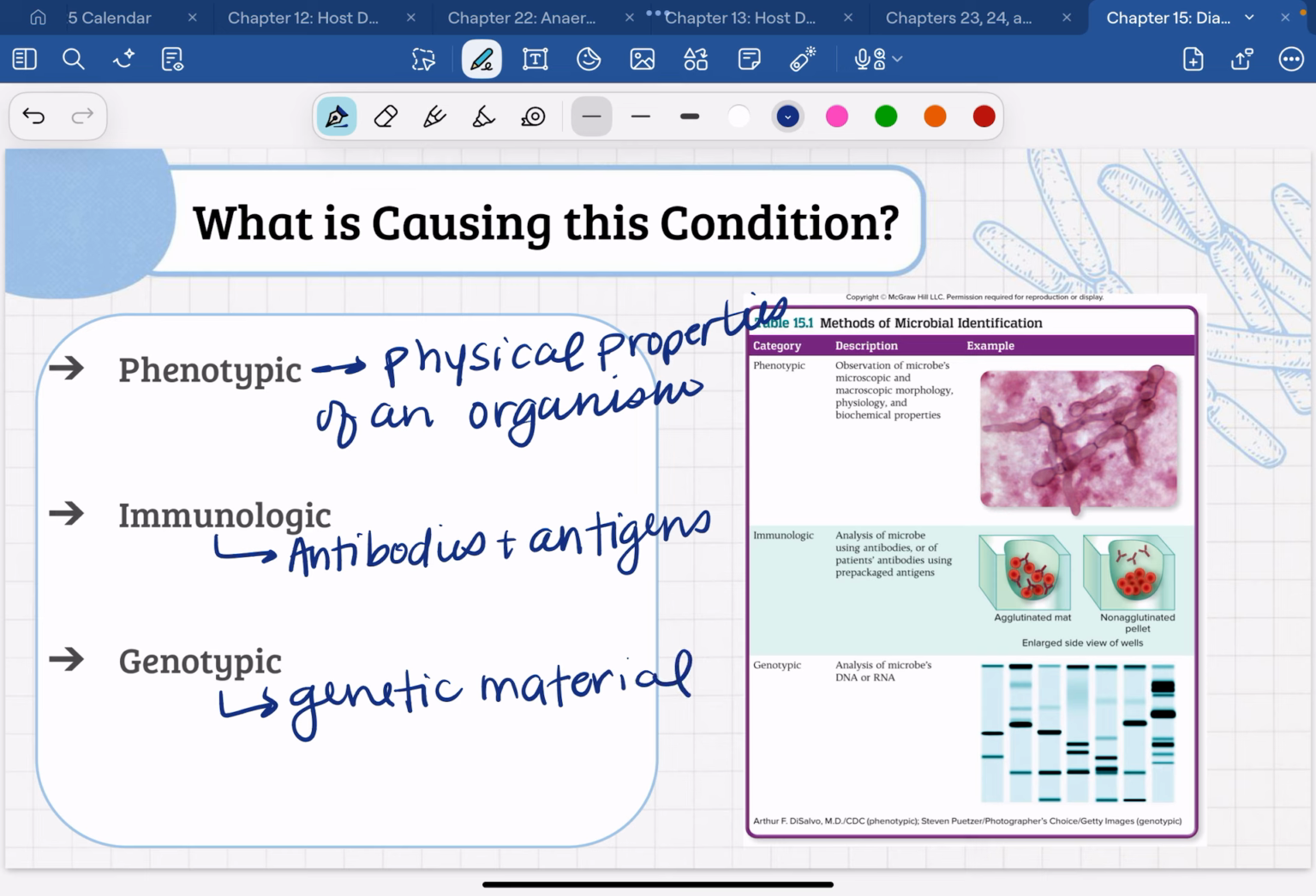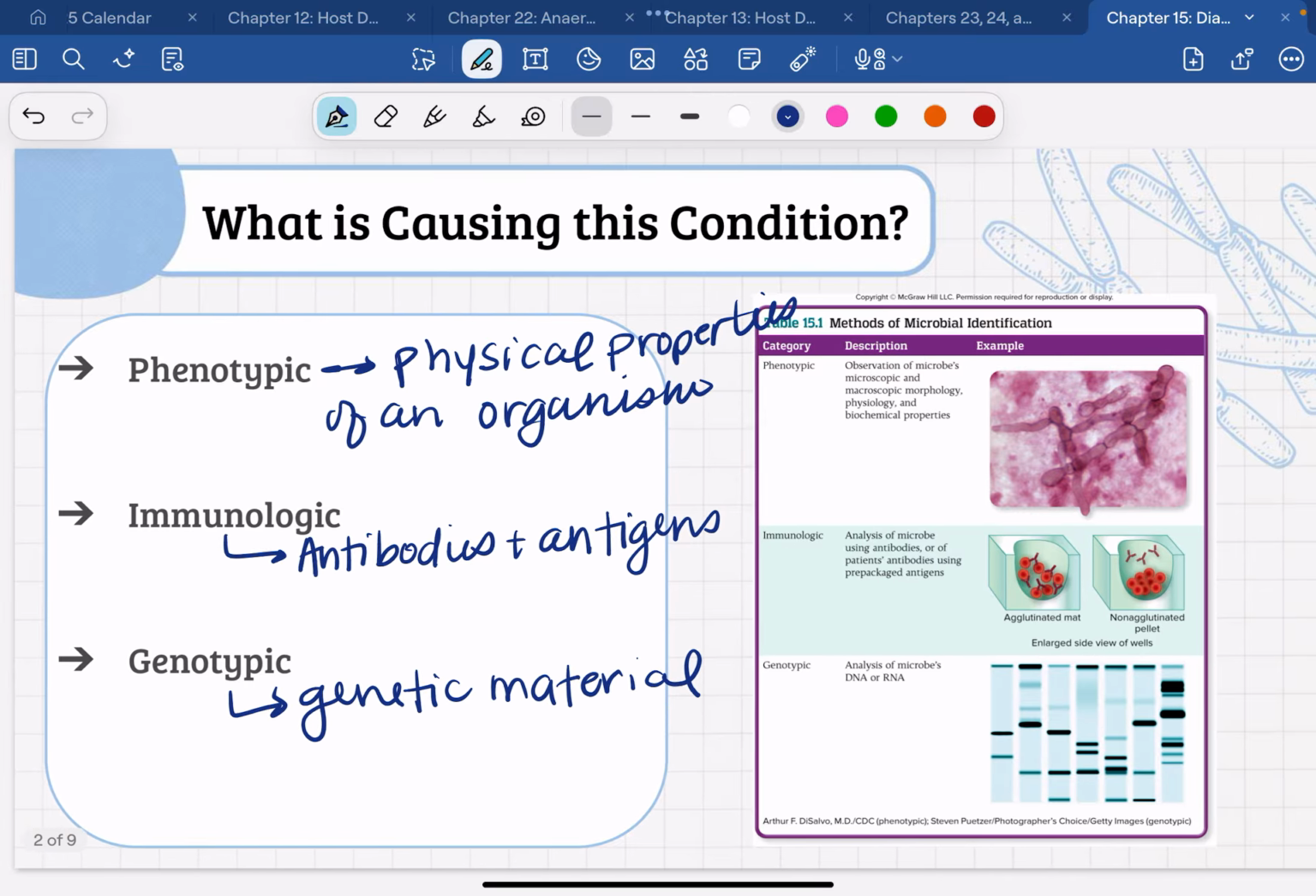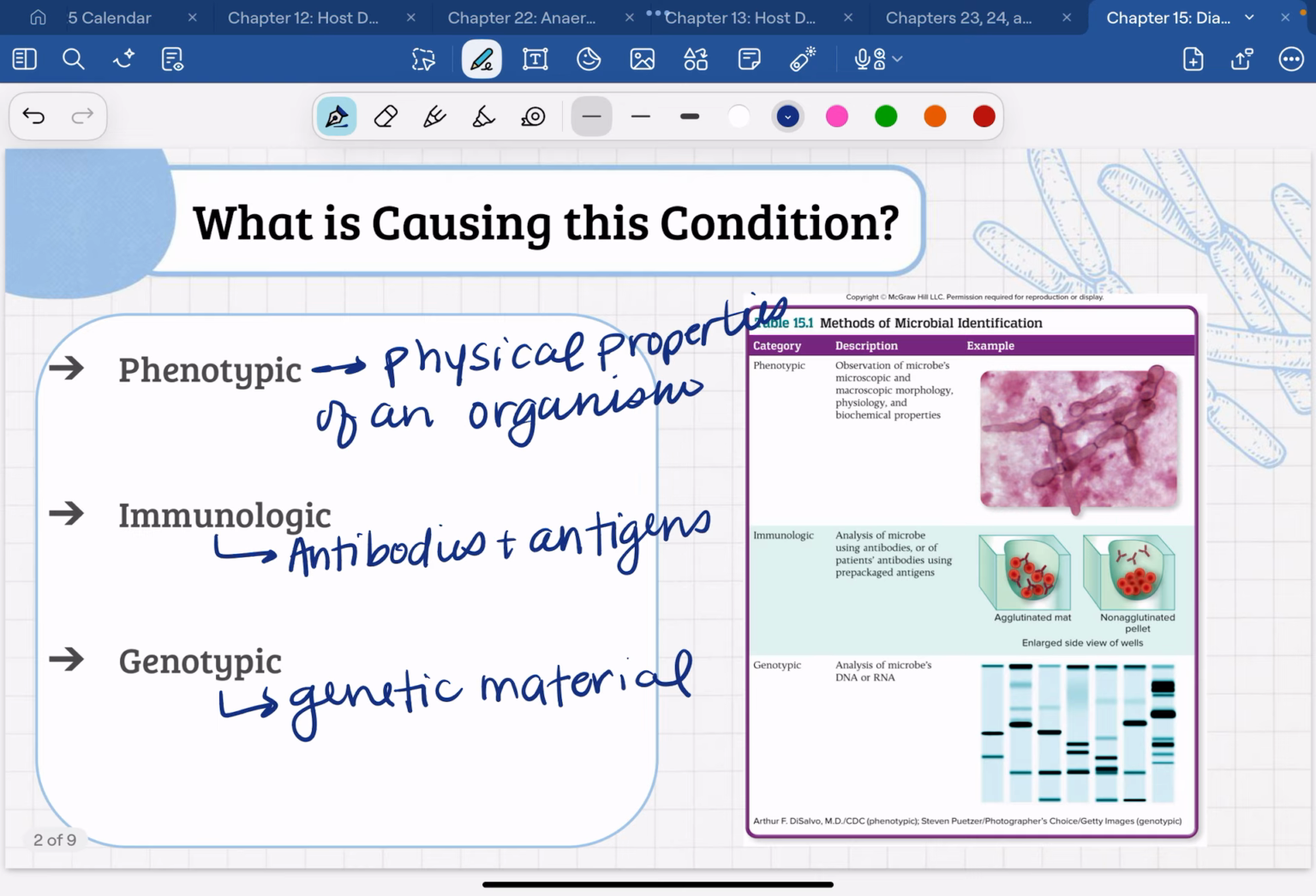So it's using different testing techniques to look for the presence or absence of a specific organism's genetic material. And like I said, all three of these are still commonly used in a lot of different ways. We're going to talk about some specific examples in a bit. And what type you want to use depends on the organism, depends on the infection.